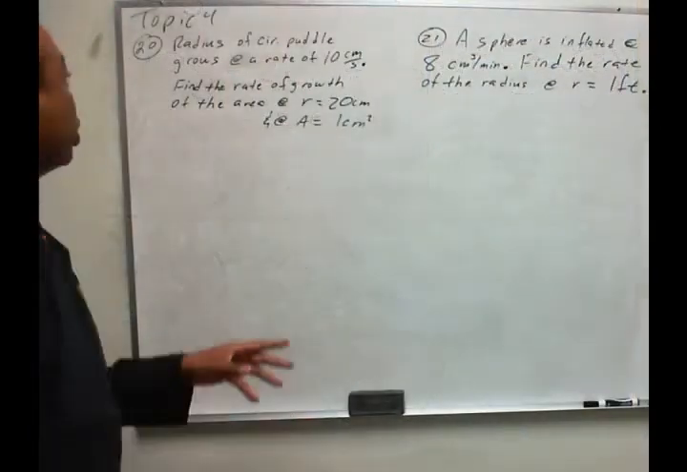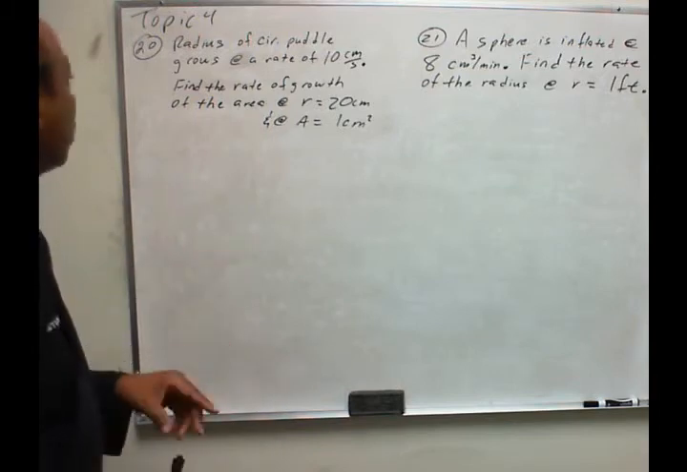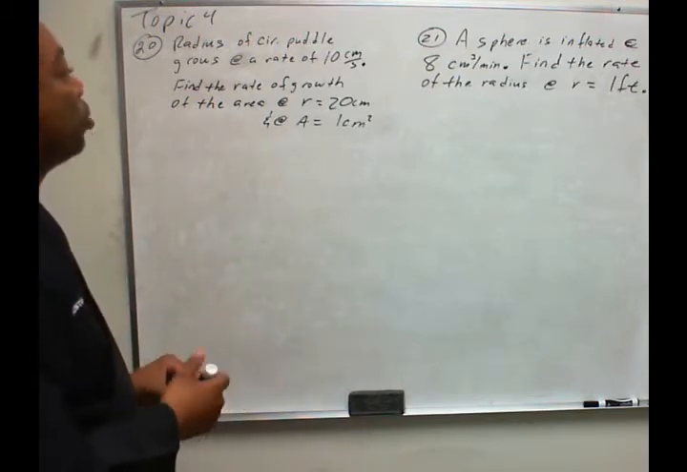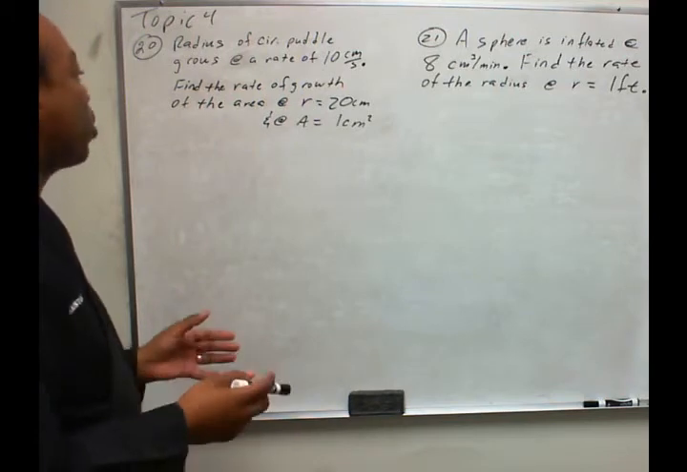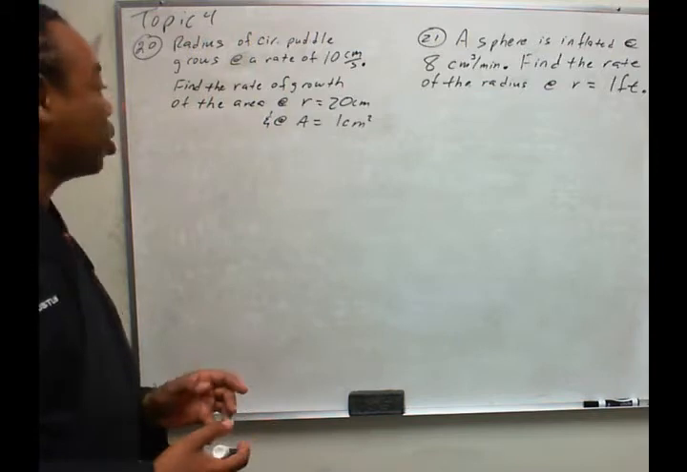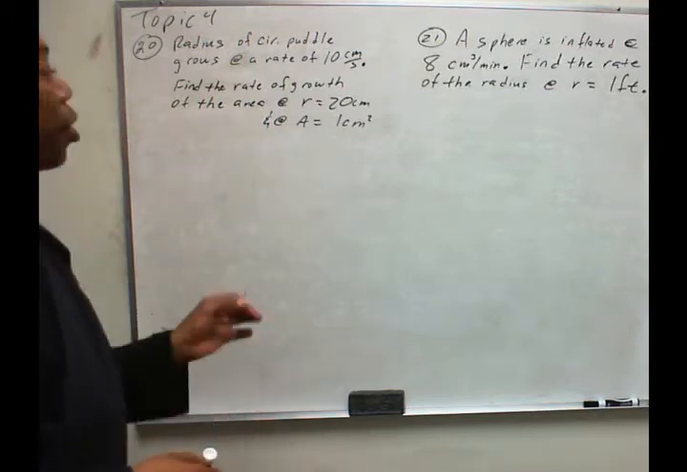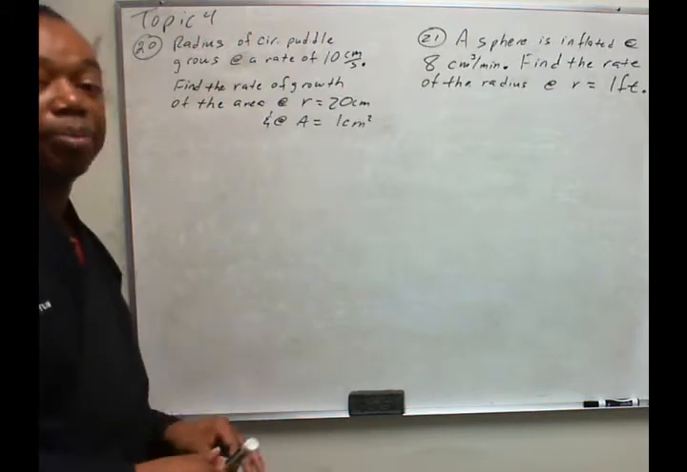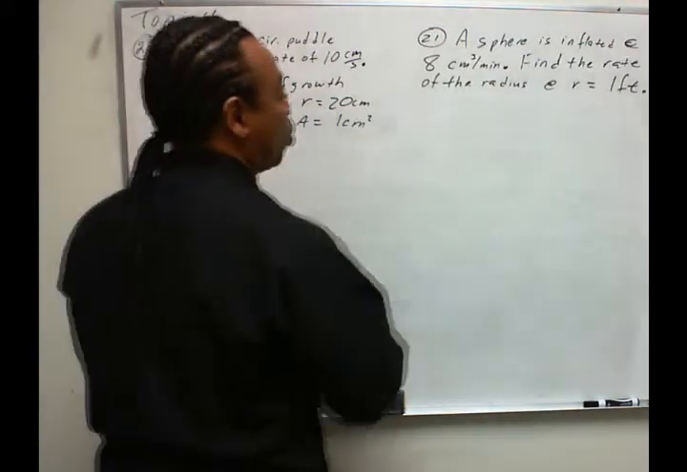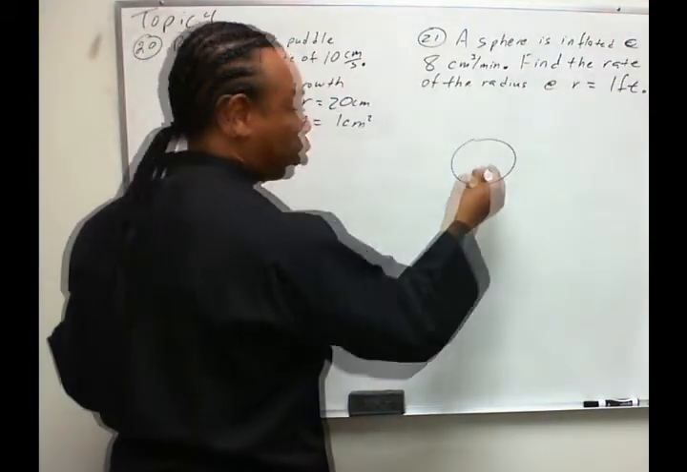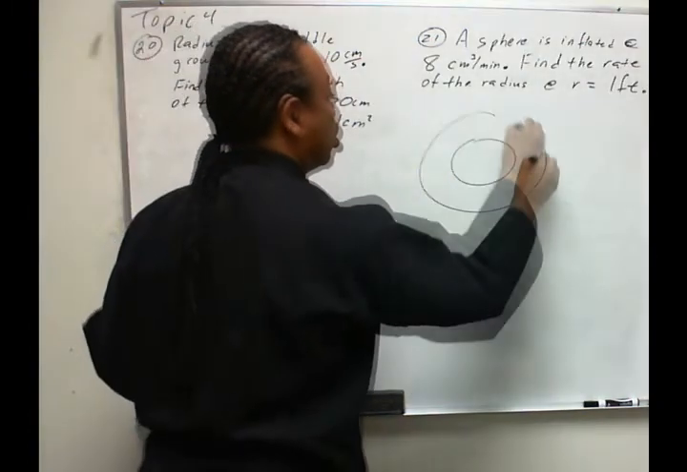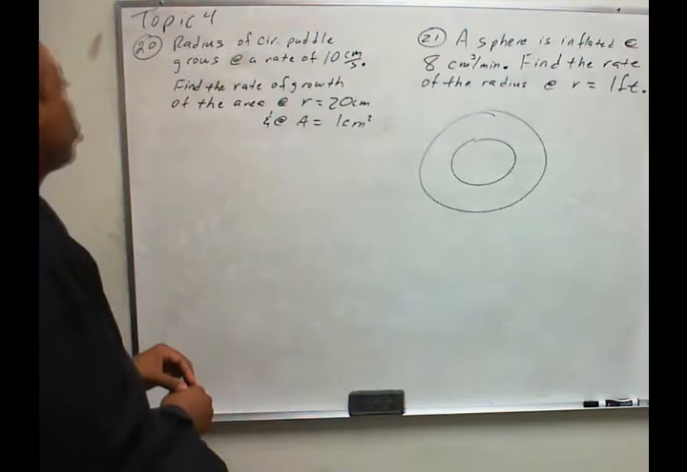Topic 4 homework, problems number 20 and 21. The radius of a circular puddle grows at a rate of 10 centimeters per second. We want to find the rate of growth of the area when the radius reaches 20 centimeters and when the area reaches 1 centimeter squared. The radius of a puddle that grows, basically we're looking at a circle here, and it's growing, so it's going from this size to this next size.